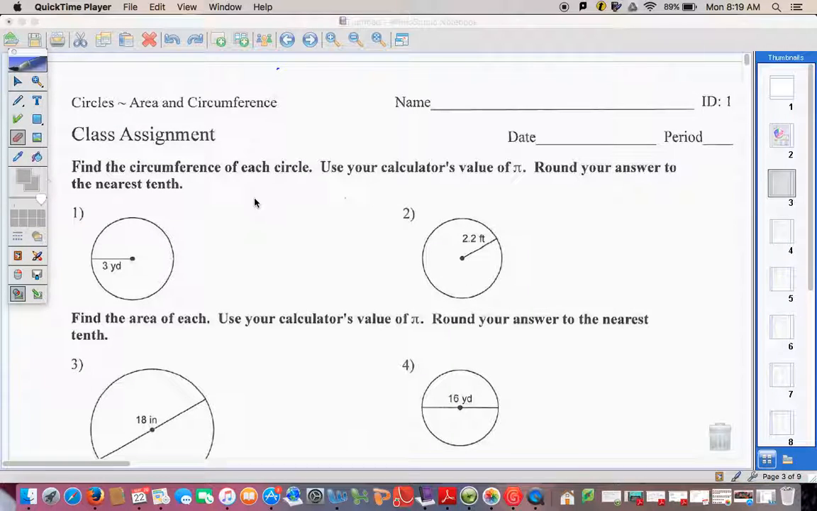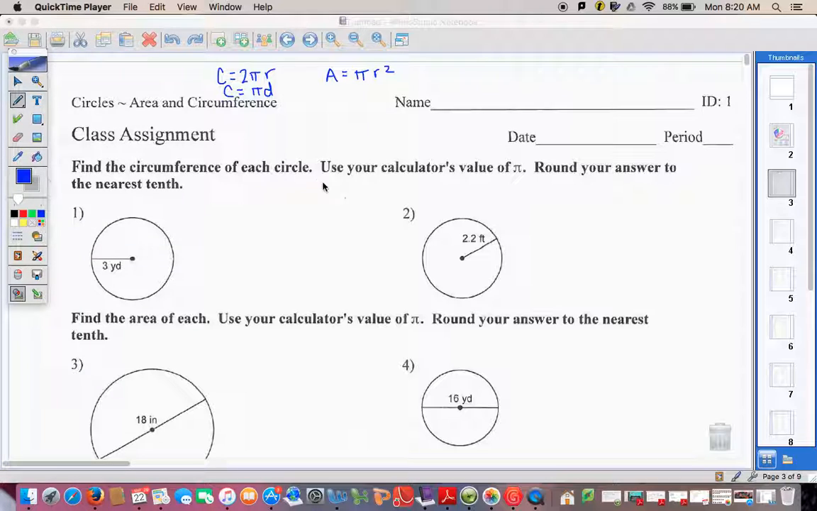Now we're going to talk about circumference and area of circles. As we recall, the circumference of a circle is equal to 2 pi times the radius, or that's the exact same thing as saying pi times the diameter. And the area of a circle is pi r squared. So these are the formulas that we're going to be using on this particular assignment.